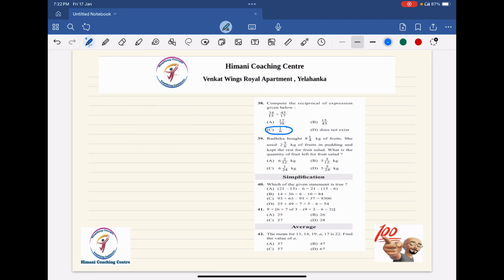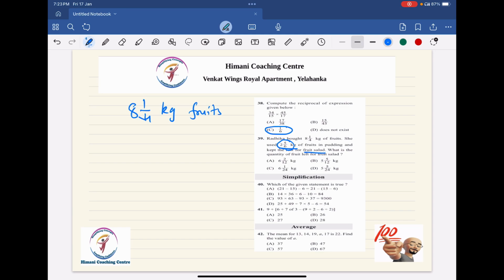Simple question. Now it says Radhika bought 8 1 by 4 kg of fruits. She used 2 5 by 6 kg of fruits in pudding and kept the rest for fruit salad. What is the quantity of fruit left for fruit salad? It's a simple question. From 8 1 by 4, we have to subtract 2 5 by 6 to get the answer. Now, 8 1 by 4 is a mixed fraction, so we will have to convert it into improper.